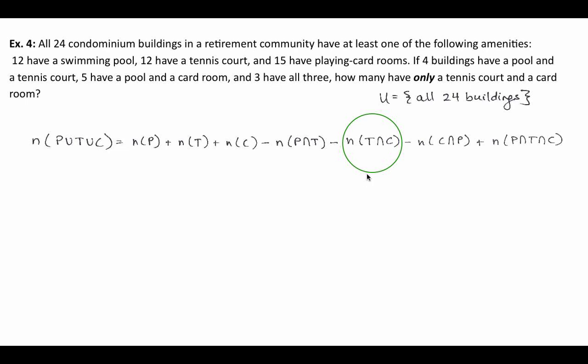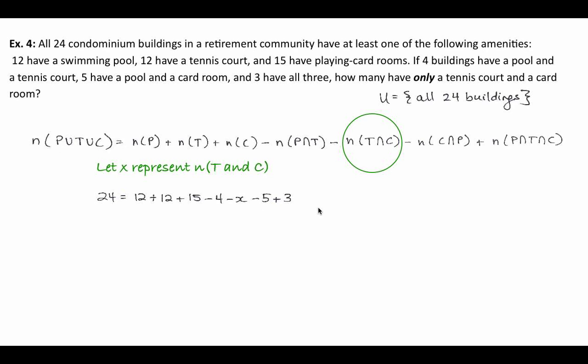So let X represent the number of condo buildings that have a tennis court and a card room. Now we can substitute our numbers. We know that there are 24 buildings in the union. We know that 12 of them have a pool, 12 of them have a tennis court, and 15 of them have a card room. We know that 4 have a pool and a tennis court. We do not know how many have a tennis court and a card room, but we do know that there are 5 that have a pool and a card room. We know that there are 3 that have all 3.